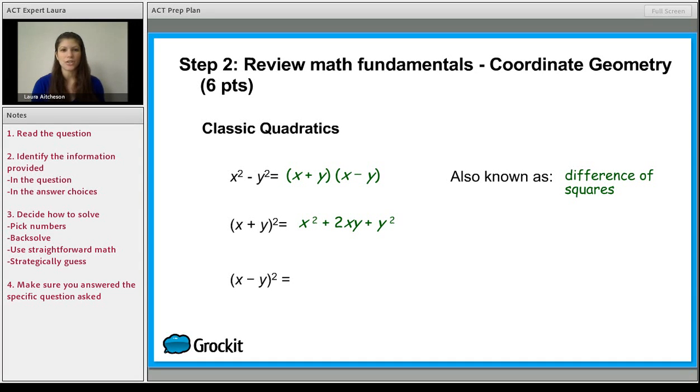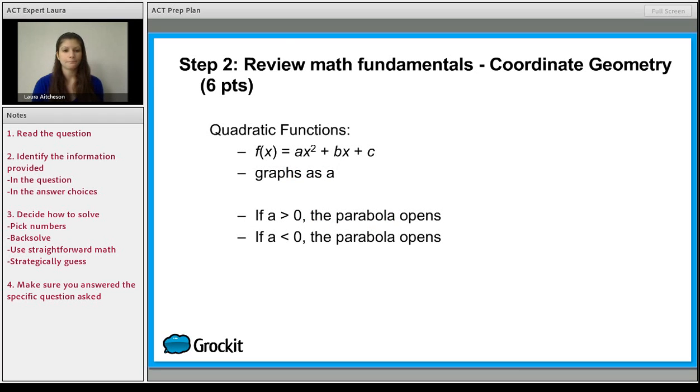As I mentioned, it does graph as a parabola, and one of the easiest things to check in terms of answer choices, if they have pictures for answer choices, if A is positive, then it opens up like a smiley face, and if it's negative, it's very sad. It's a frowning face. So if you are looking to eliminate some answer choices, and you see that some of them are smiley faces and some of them are frowning faces, then you can actually get rid of them based on the equation that they present to you.